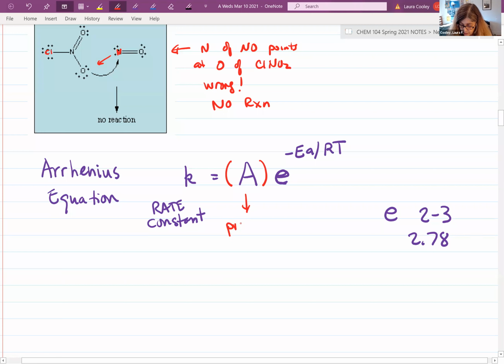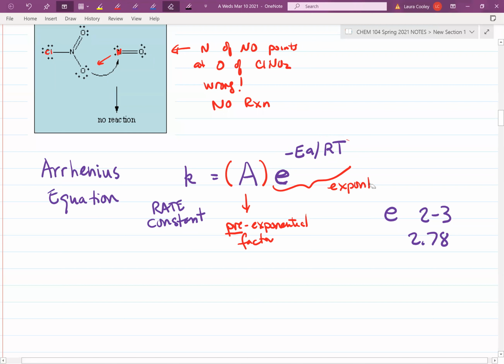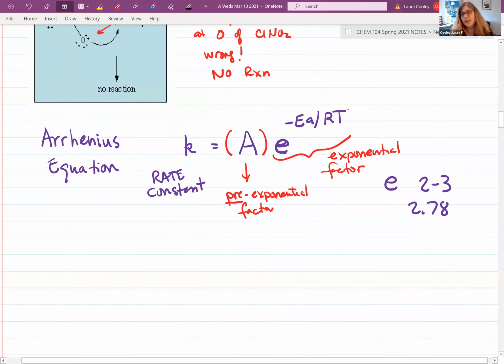But anyway, it's got these different portions here, and this first factor we call the pre-exponential factor. And guess what we call this? Seeing as this is an exponential here, this is called the exponential factor. Okay, well, that doesn't tell you very much of anything at all.